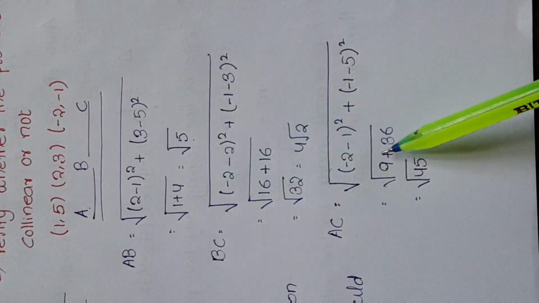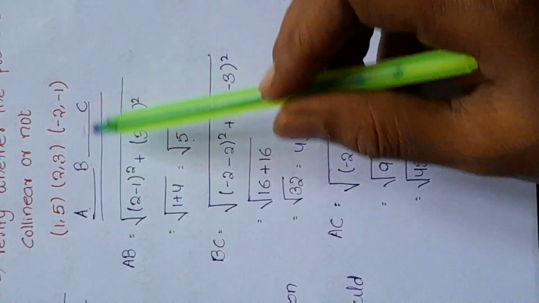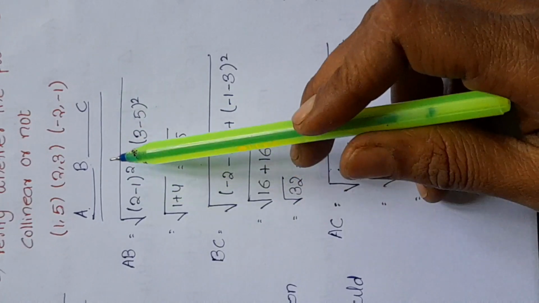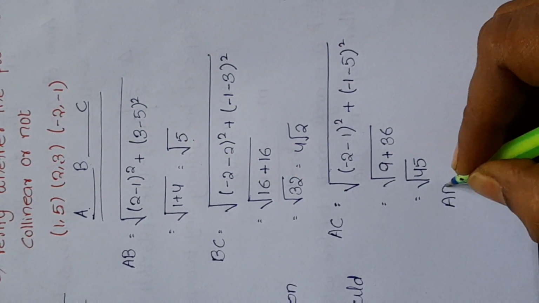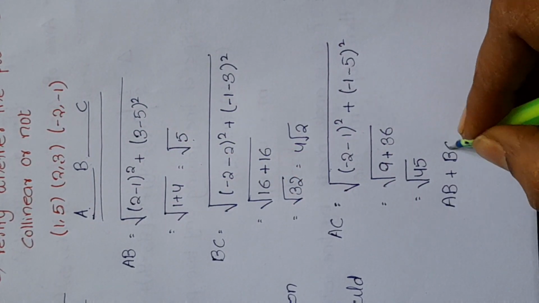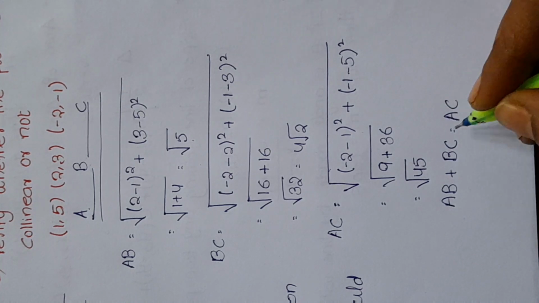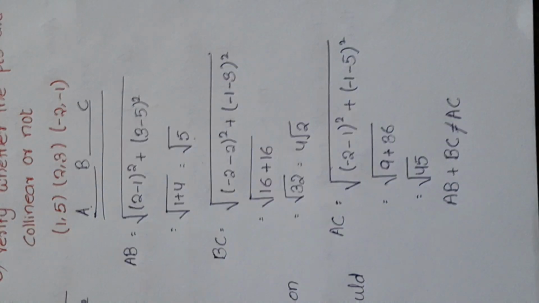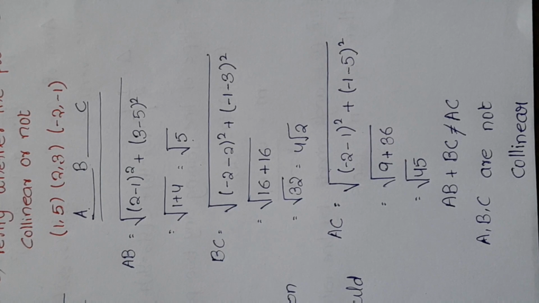Here we got the distances of AB, BC and AC. Here AB plus BC is not equal to AC. That is, the sum of the distances of the two segments AB and BC is not equal to AC. So the points A, B, C are not collinear.